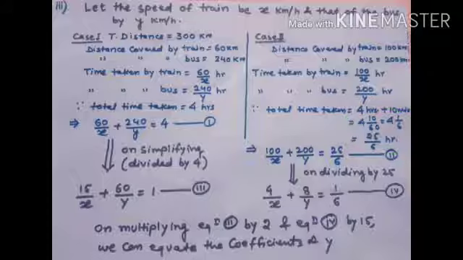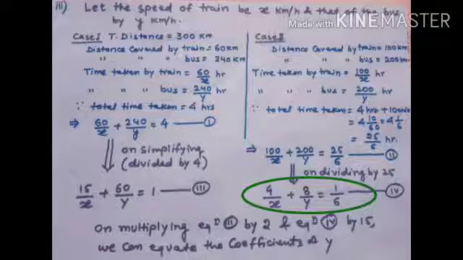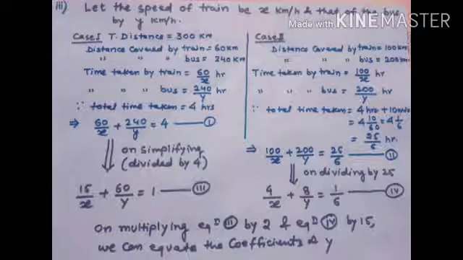Now we can get the equation 2 like this: 100 divided by x plus 200 divided by y equal to 25 by 6. Now we can simplify this equation first. On dividing it by 25, we finally get 4 divided by x plus 8 divided by y equal to 1 by 6, as you can see on the screen. Now on multiplying equation 3 by 2 and equation 4 by 15, we can equate the coefficients of y, as you can also equate the coefficients of x.